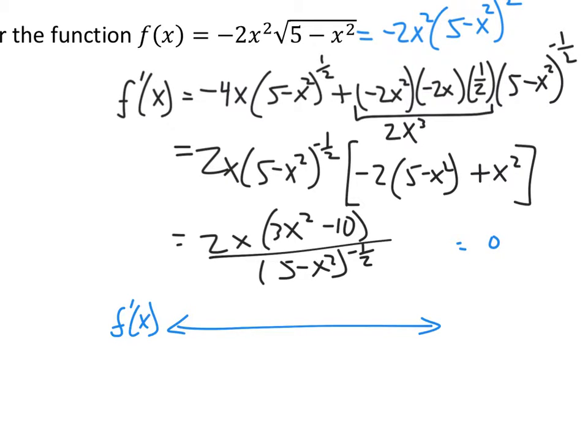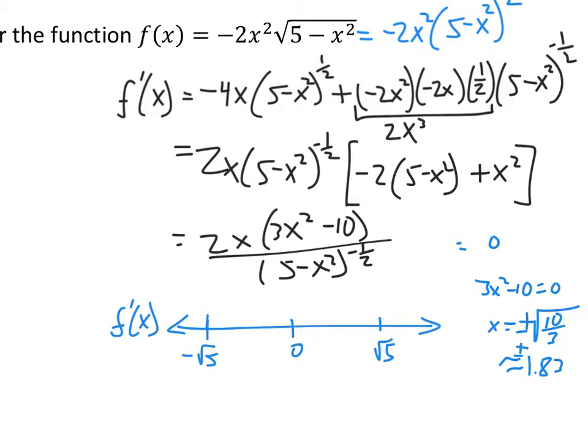So we know we're looking at negative square root of 5 as our left endpoint, and square root of 5 as our right endpoint. Set this whole thing equal to 0. What makes the top 0? 0 does, so 0 is a critical value. What makes this second part 0? Well, we have 3x squared minus 10 equals 0. Solve that and you're going to get x equals plus or minus the square root of 10/3. And that is approximately 1.83, plus and minus, okay? And so 1.83 lives about right here, because the square root of 5 is about 2 point something, all right?